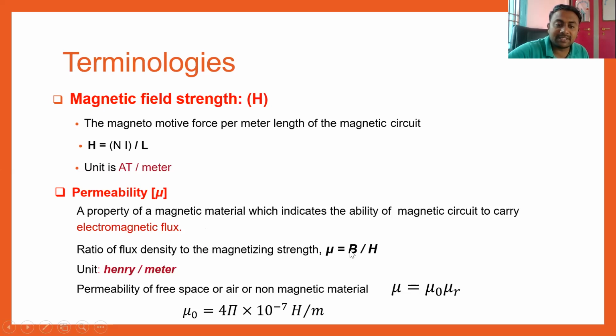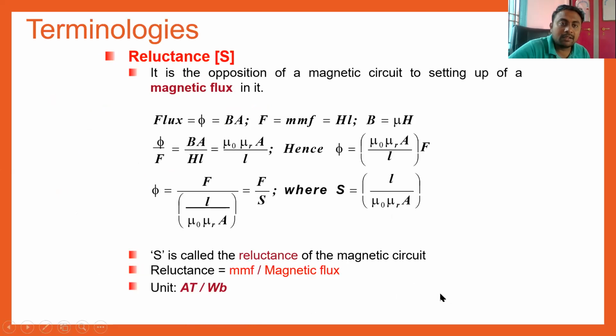The permeability units are Henry per meter. In our earlier studies we discussed that permeability consists of two things, absolute permeability and relative permeability. The absolute permeability is 4 pi into 10 power minus 7. The relative permeability depends upon the material we are going to use. The relative permeability of air is 1.